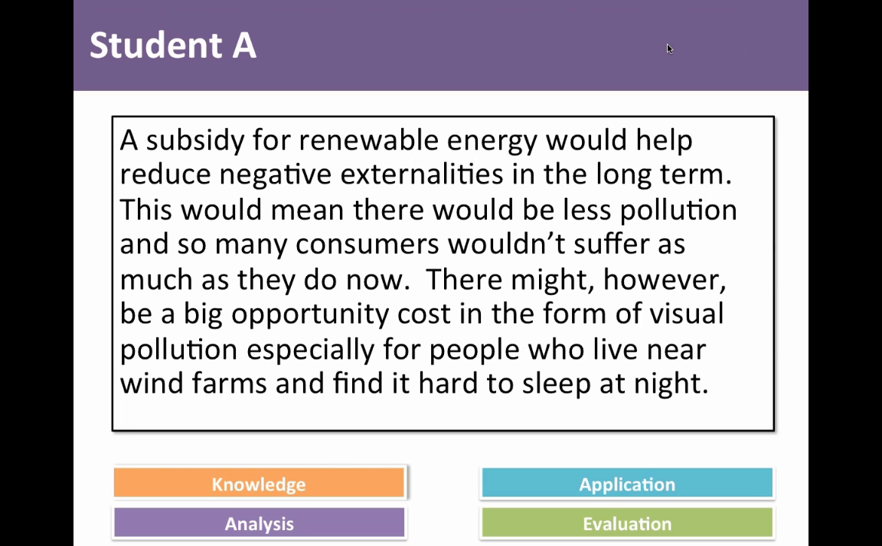It's a paragraph. Subsidy for renewable energy would help reduce negative externalities in the long term. This would mean there would be less pollution, and so many consumers wouldn't suffer as much as they do now. There might, however, be a big opportunity cost in the form of visual pollution, especially for people who live near wind farms and find it hard to sleep at night.